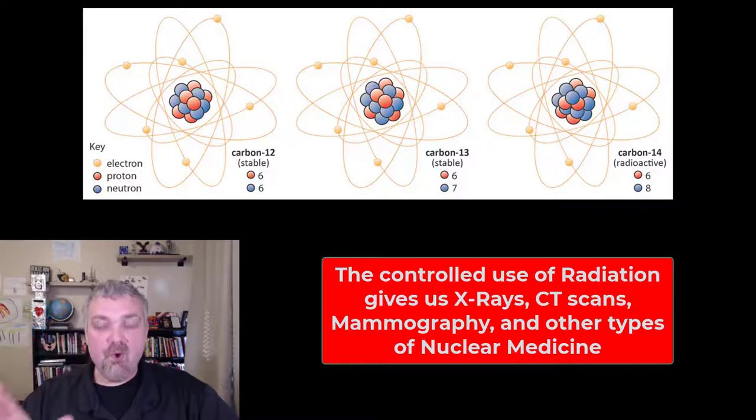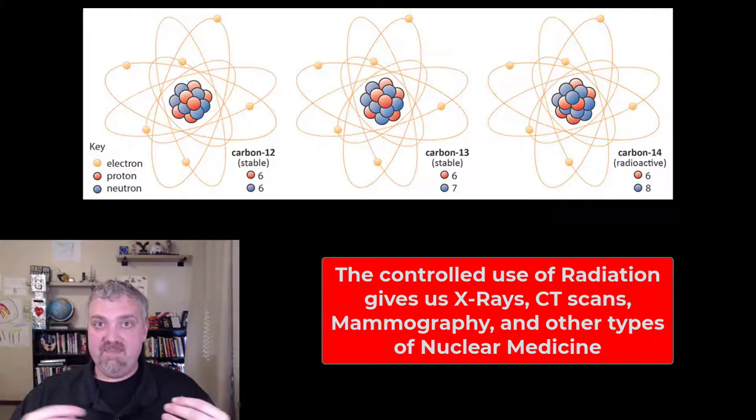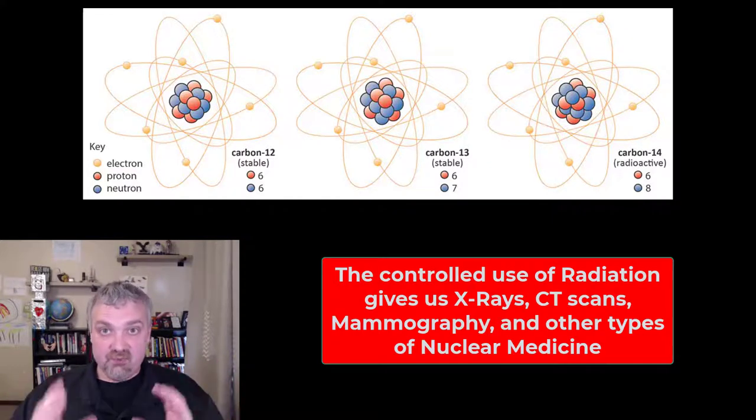If you can control the exposure to radioactive isotopes, then it can be useful in medicine. Think about radioactive iodine. That's actually a treatment for hyperthyroidism. We know it's radioactive. We know it's going to damage the cells of the thyroid, but that's the whole point. You're trying to destroy the thyroid gland to make someone hypothyroid and then treat that. So if you control it, you can actually use radioactivity in a good way.